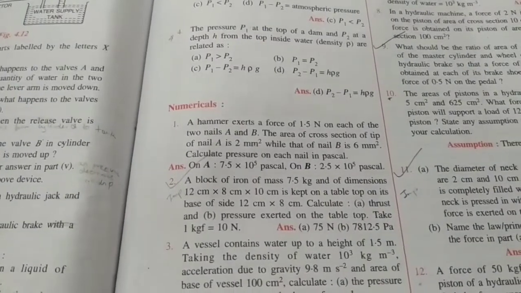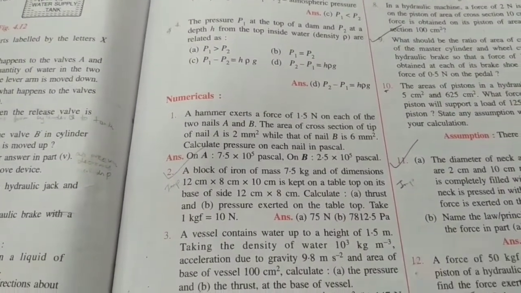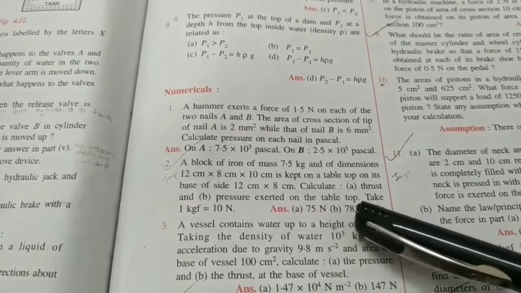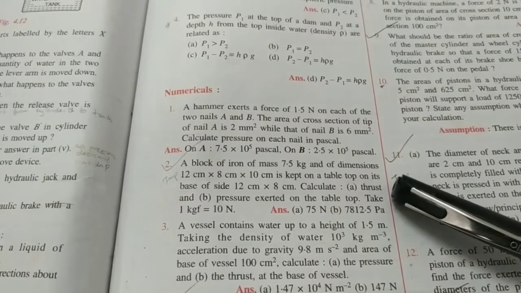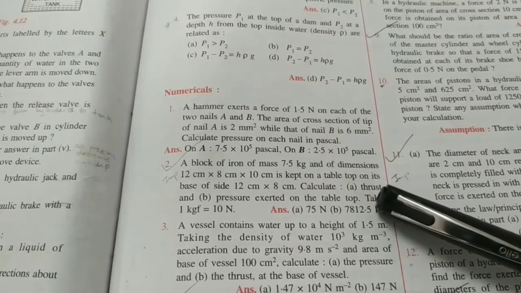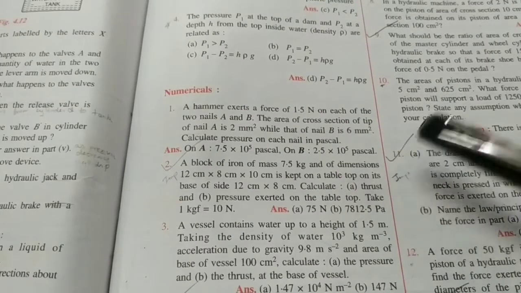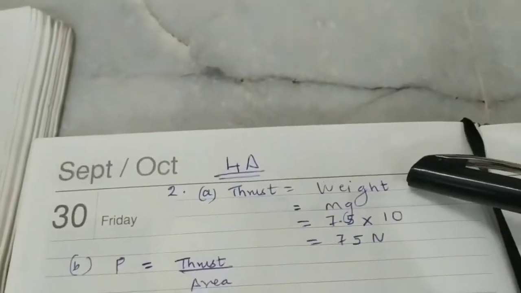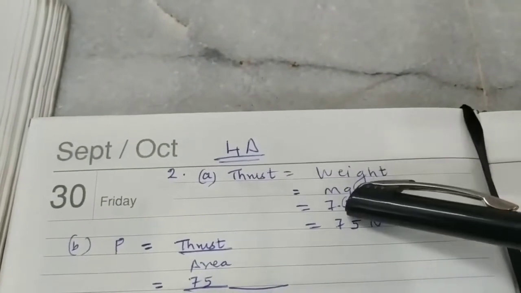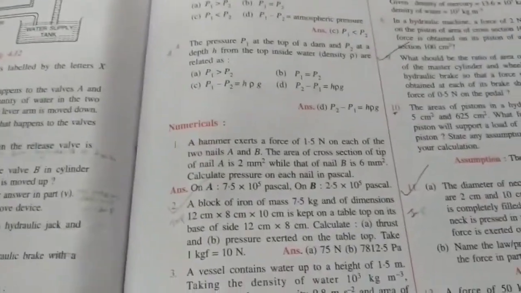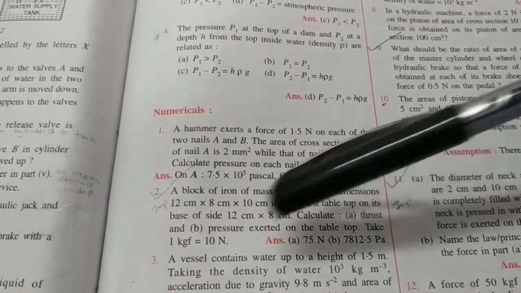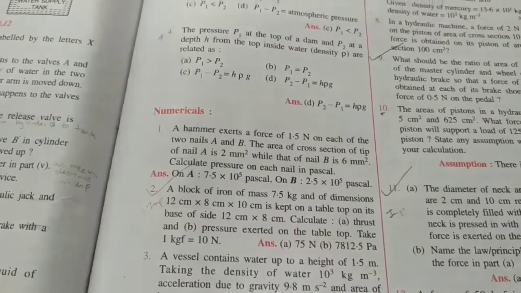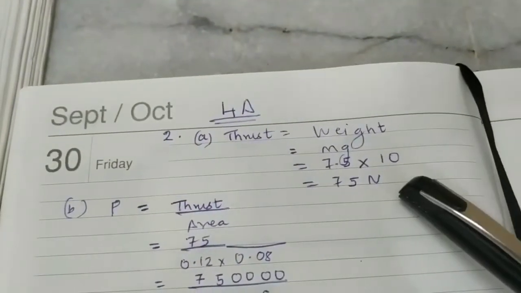Now in the second sum, they've given the mass and the dimensions, that is the volume, and even the base area. Calculate the thrust. Thrust is a normal force, that is a perpendicular force to the surface. In this case, it is the weight. Usually thrust is the weight. So thrust is equal to weight, and the formula for weight is m into g. Mass is given. G was also given, although indirectly. If they said take 1 kgf as 10 newtons, so they are saying that the acceleration due to gravity is 10. So that's the value we will take here, and the answer is 75 Newton.